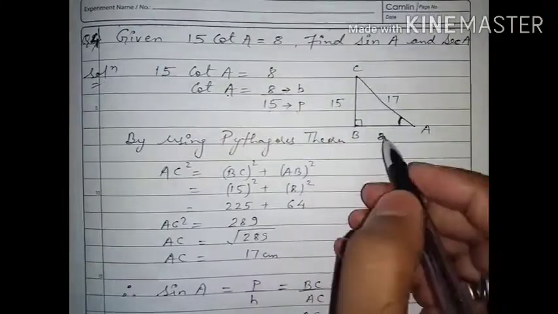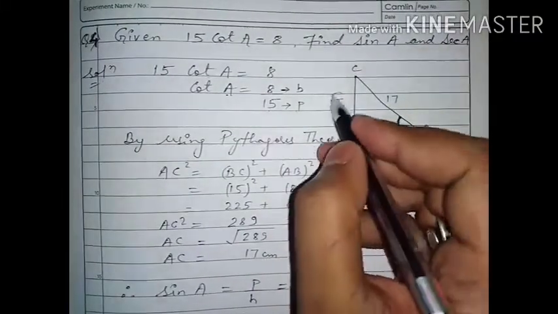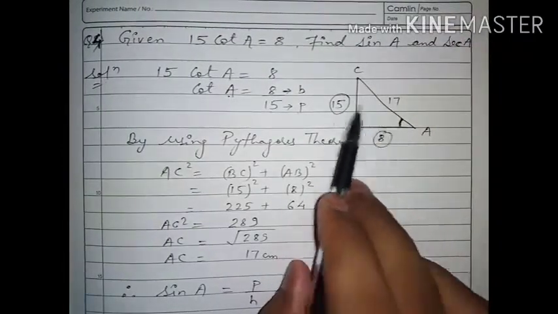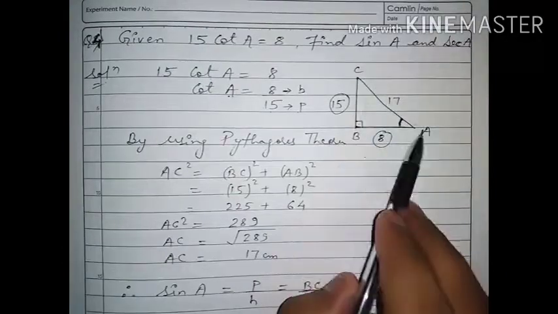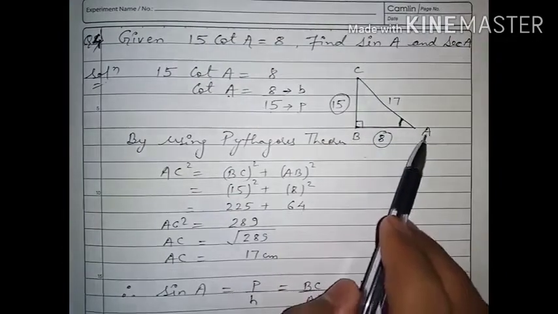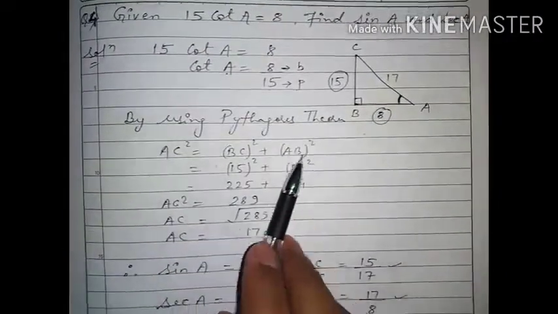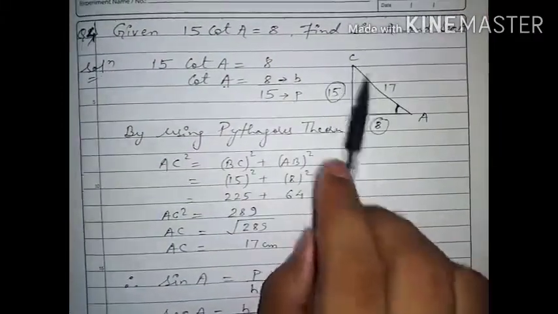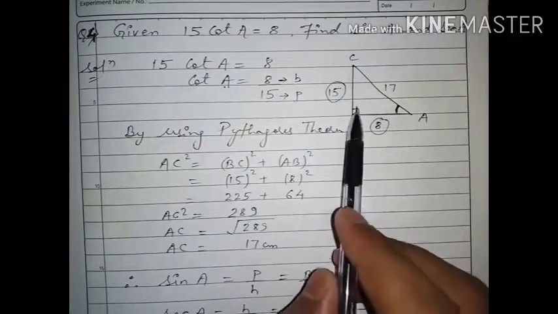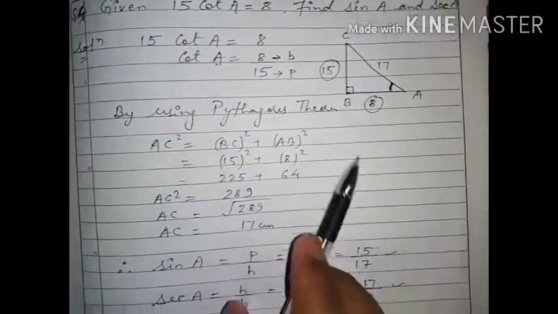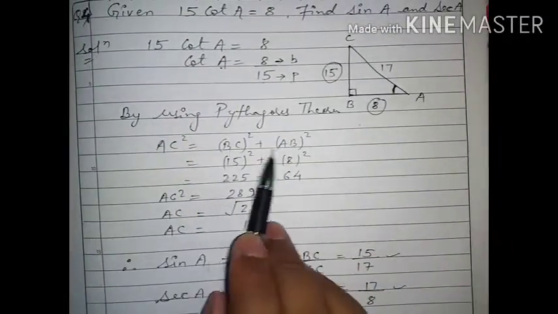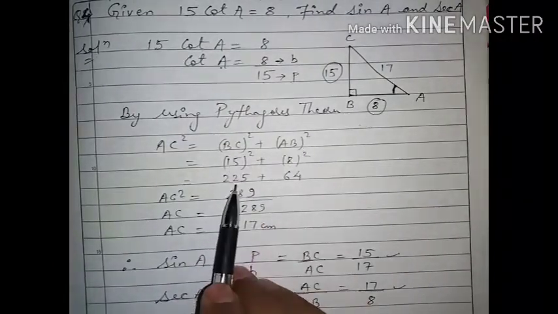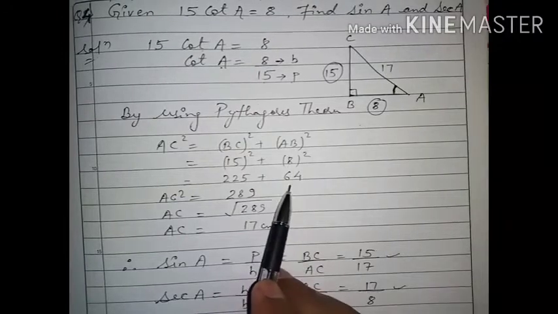After writing these two, as given in the question, you can easily find the third side of the triangle AC by using Pythagoras theorem. So see here, I find it. From this given figure, AC square is equal to AB square plus BC square. I write it here. BC and AB, both the values are given, that is 15 square plus 8 square. 15 square is 225 and 8 square is 64.